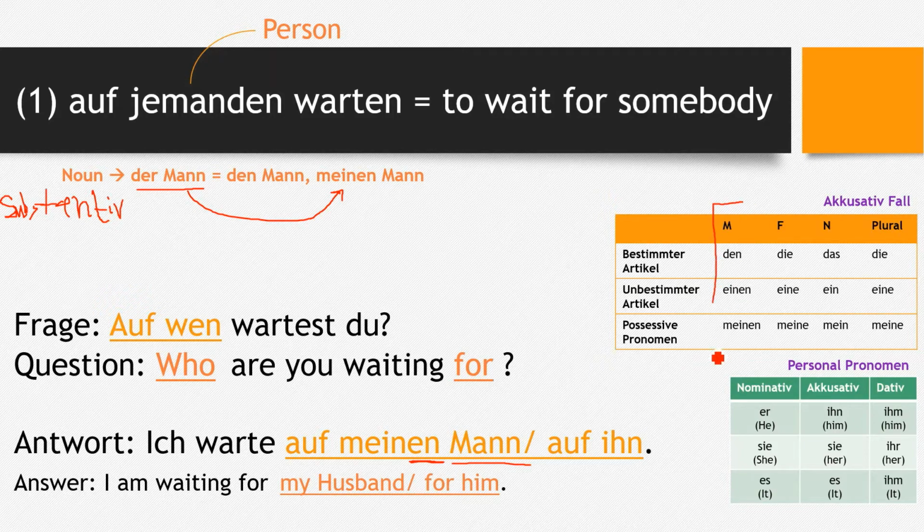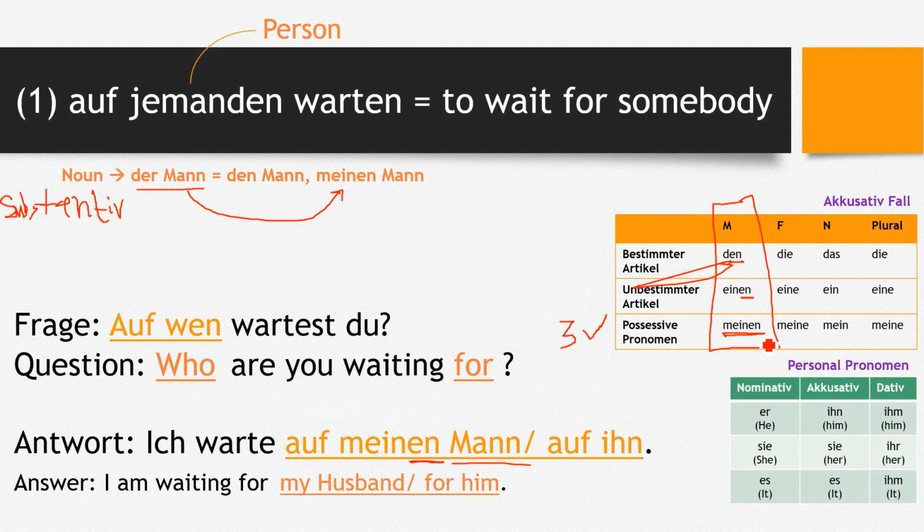the male column. Here you can see that for der Mann, the article is den, but in this case we have a possessive pronoun, so you have to come to this third row. This is our possessive pronomen row. So you can see this has changed to meinen. The ending en will always remain the same. Also you can see in the unbestimmter article the endings are always en. Den, einen, meinen. So this is a possessive pronoun and it has changed to meinen.